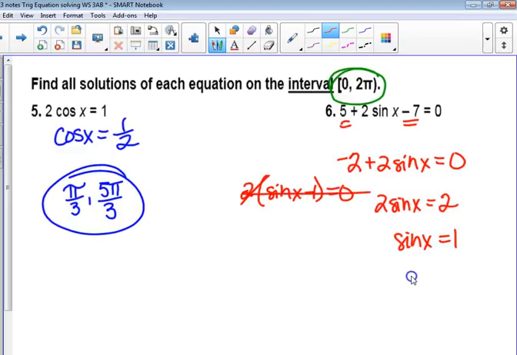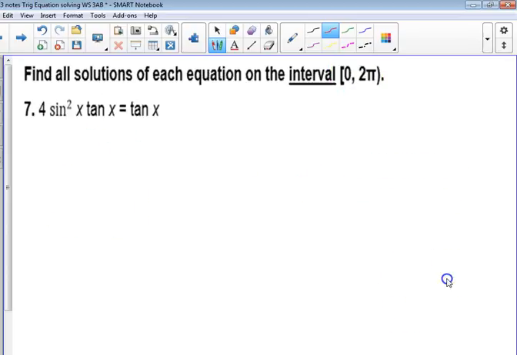All right, so where's the sine 1? Only at pi over 2, right? And then it repeats every... Oh, we don't need to repeat. Woo-hoo. I was going to get it wrong. It just said between 0 and 2 pi, so we're done. All right, what do you want to try here?